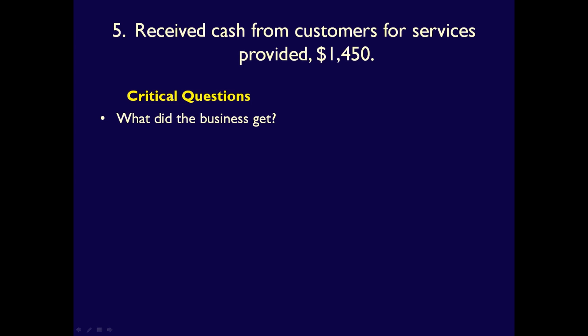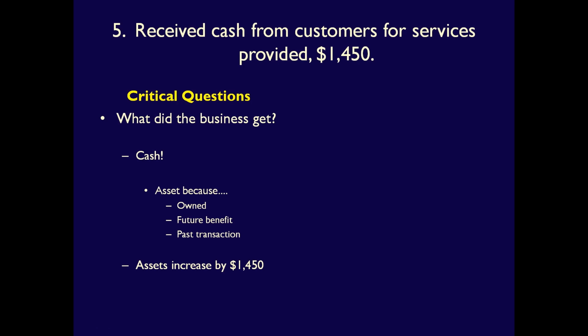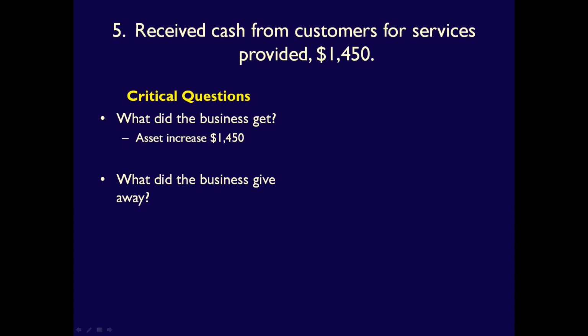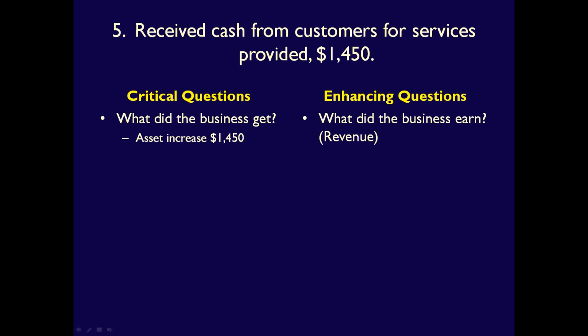Next transaction. 5. Receive cash from customers for services provided, $1,450. What did the business get? They got cash. Assets increased by $1,450. What did the business give away? They gave away a service, but what does that mean regarding the accounting equation? It's not clear, so let's move on to the enhancing questions. What did the business earn? Remember that revenue is earned only when a service has been provided or a good delivered. Past tense. Here the business has earned $1,450 because they provided a service to their customers, so revenue increases by $1,450.